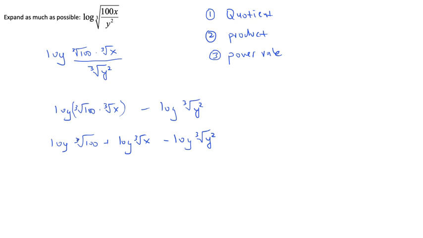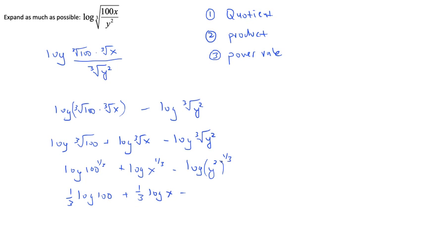The key is that the cube root can be written as an exponent. We can write that as log of 100 to the 1/3 power, and similarly log of x to the 1/3 power, minus log of y squared, and all of that to the 1/3 power. Then the power rule says we have to bring this down and it becomes the coefficient. So it's 1/3 log of 100 plus 1/3 log of x. Here you've got to be careful: multiply these together, get 2/3, so we can bring down that 2/3 log of y.